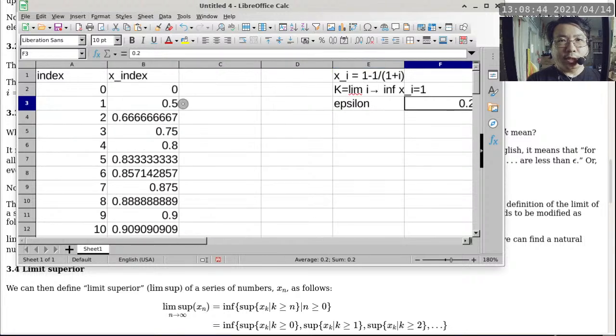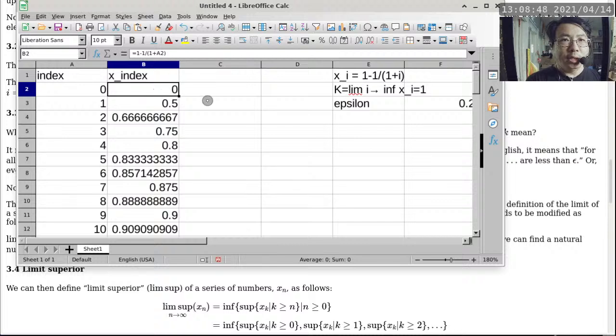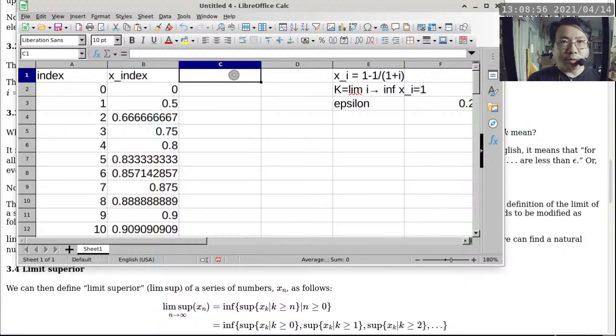Now I want to see if a particular value in the sequence is within 0.2 from k itself. So the way we can figure that out is, the column here is to say, is xi within epsilon of k? It's a Boolean thing. It's either yes, it is within that range, or it is not within that range, right?